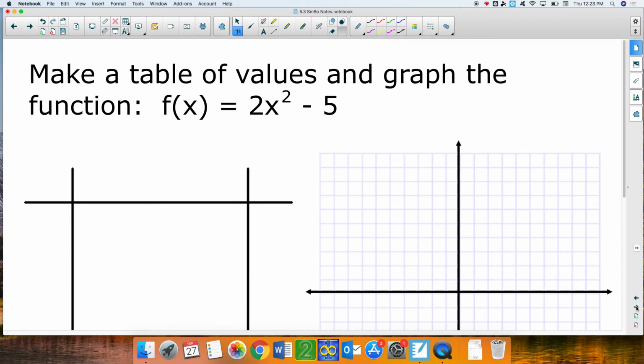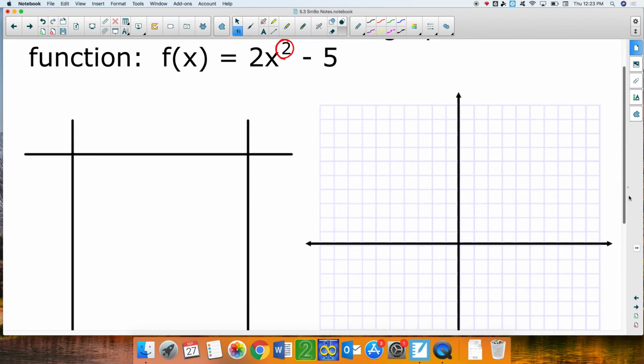Last one we're going to look at, notice this time you have an exponent of 2. So this is going to be different. It's not going to be a line. There's no absolute value, so it's not going to be a V. So we're going to see what this one is going to look like. Again, we're going to set up our table. We're going to have our x, our function, which is f of x equals 2x squared minus 5, and then our output, labeled f of x, which is the same thing as y.